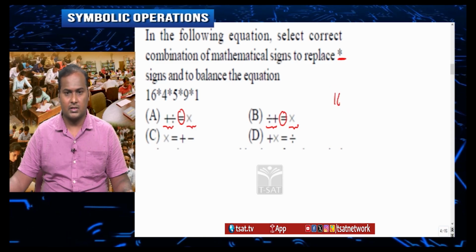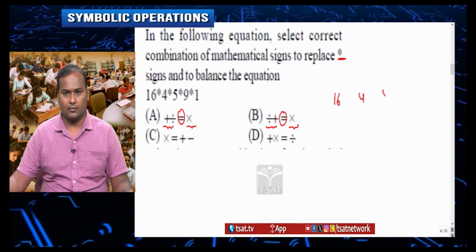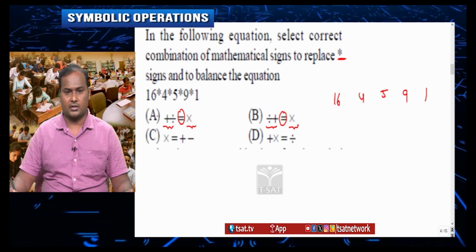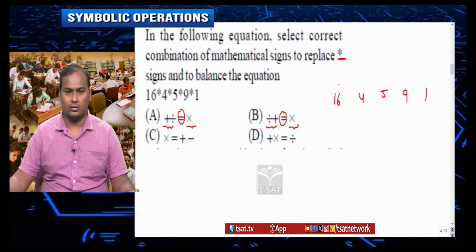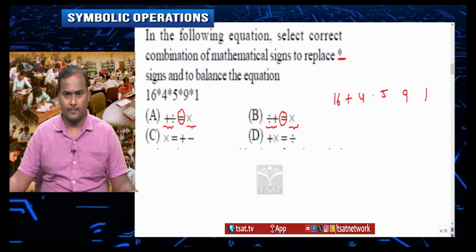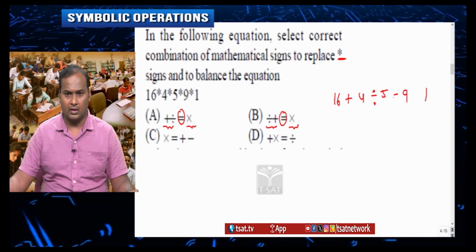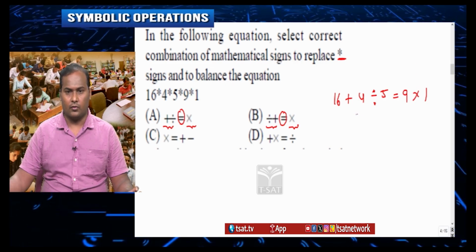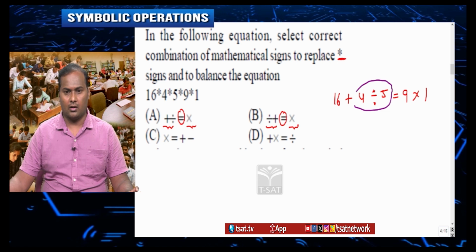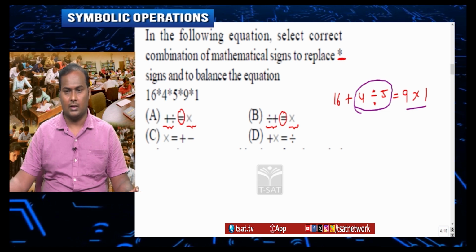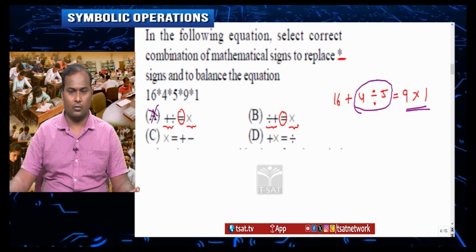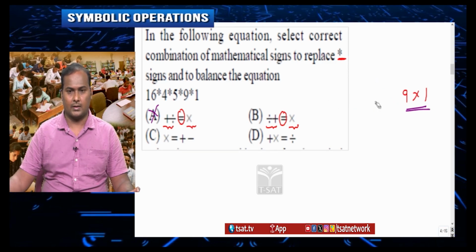It is given 16, 4, 5, 9, 1. Whether this option A is correct or not, let's check it out. That is first addition, then division, then equal, then multiplication. Here the clue is again, as I said, 4 by 5 cannot give you the answer 9. So eliminate option A immediately. Don't try to solve in the exam.